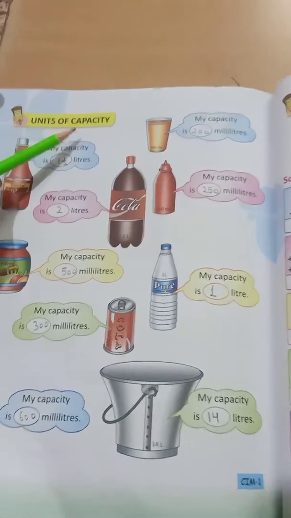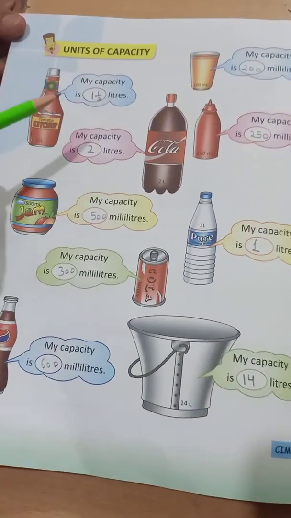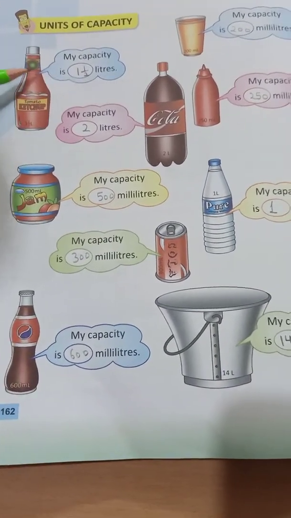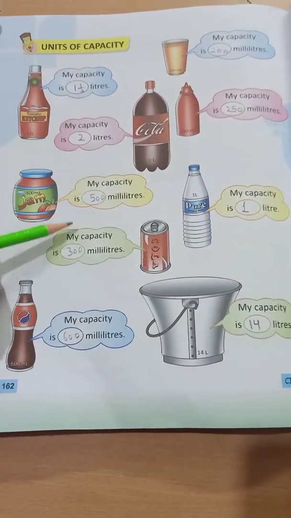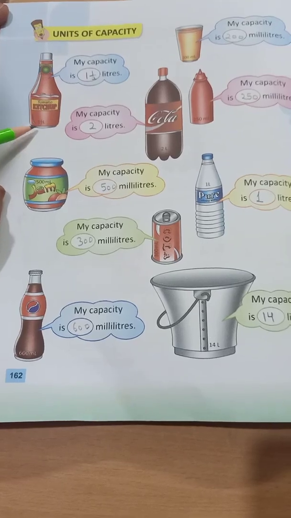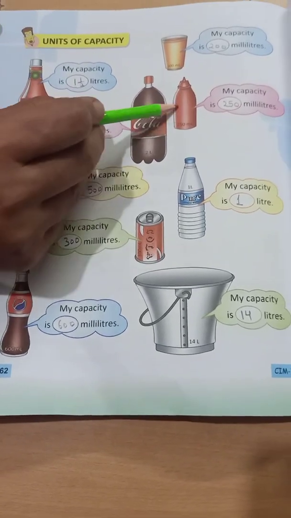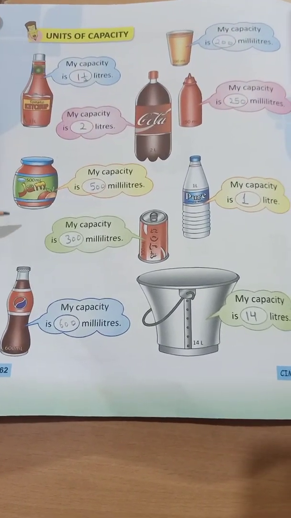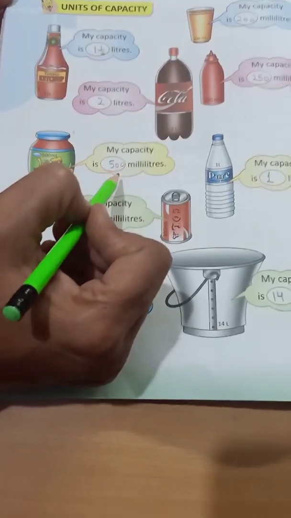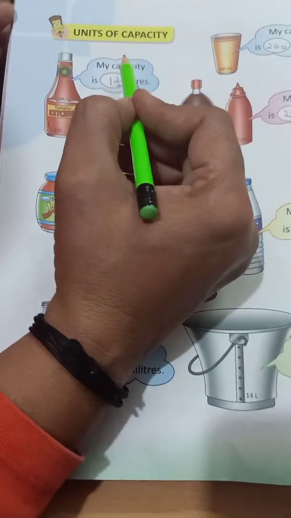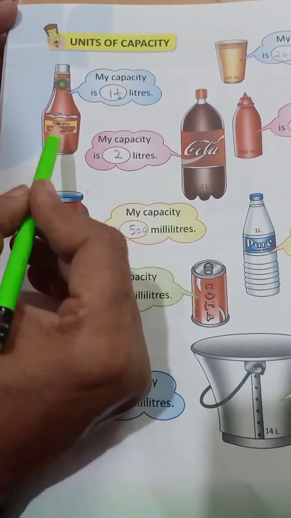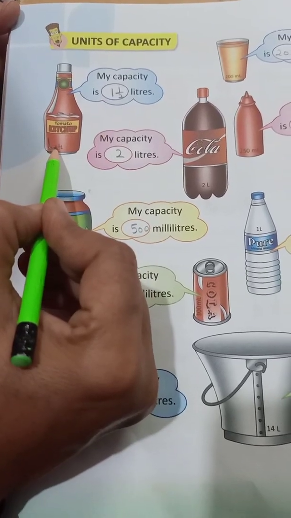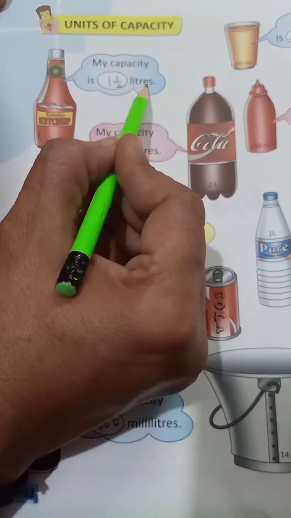Units of capacity. Here is a tomato ketchup bottle. This is an exercise, and the measurements are written on the containers. So see these measurements and fill them up. First, this ketchup is saying, see, 1.5 is written here, so my capacity is 1.5 liters.